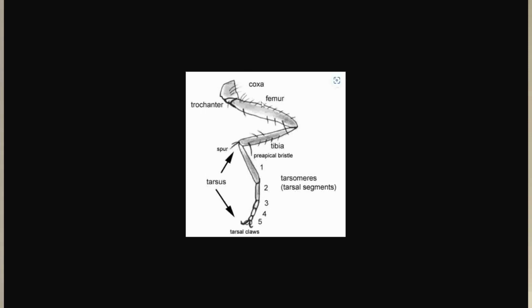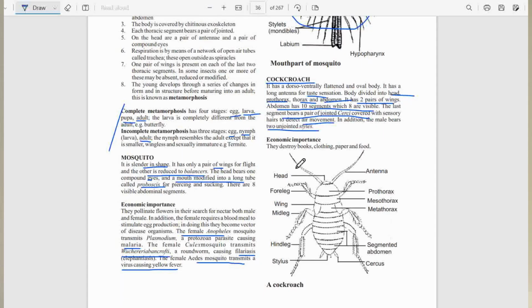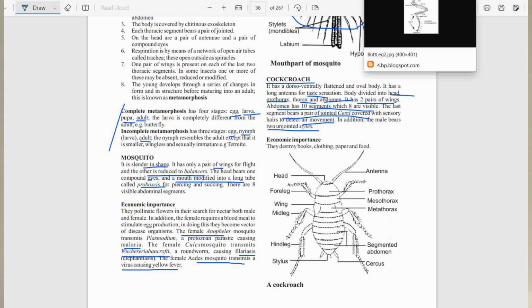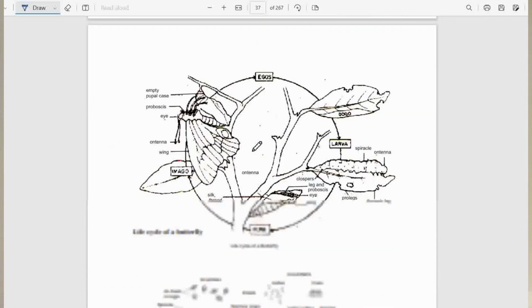So this is the structure of the leg of the cockroach, beginning from the coxa to the trochanter to the femur, the tibia, and you have the tarsus, and you have the claws. So this is also very important to be able to draw and label. The economic importance of the cockroach, of course, is that they destroy food, clothing, and other economic goods.